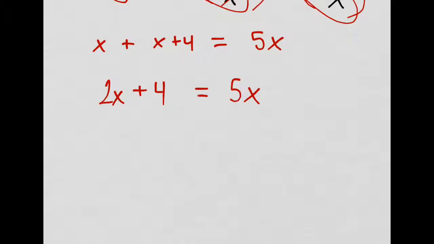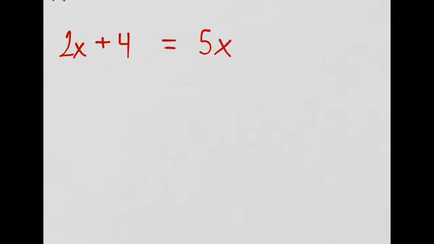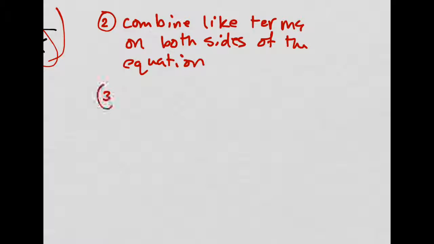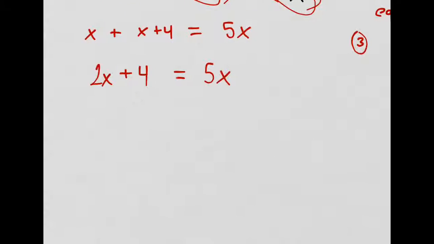Okay. Now some of you may be thinking, and some of you may not be thinking. You should be thinking, what do I do next? Well, we've seen this before. It's step 3. It's to get the variables to one side and the numbers to the other.